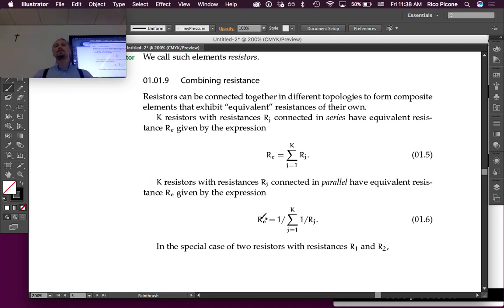So combining resistance. Resistors can be connected together in different topologies to form composite elements that exhibit equivalent resistances of their own. K resistors, so K is some number of resistors with resistances Rj connected in series, have equivalent resistance Re given by the expression: just sum them up. Sum up the resistances and you get the equivalent resistance. So as long as they're in series, you can sum them up and that gives you an equivalent resistance of that series of resistors.